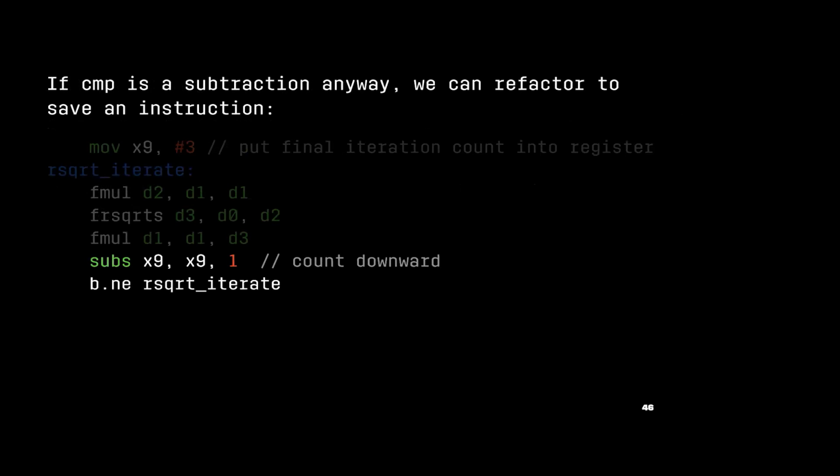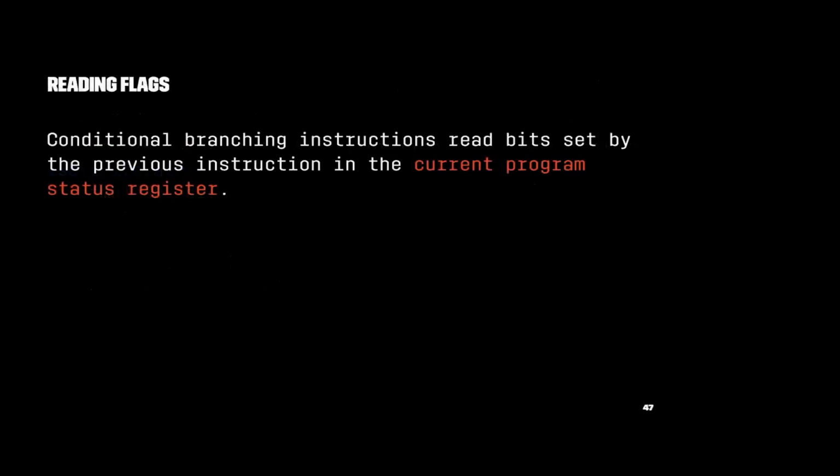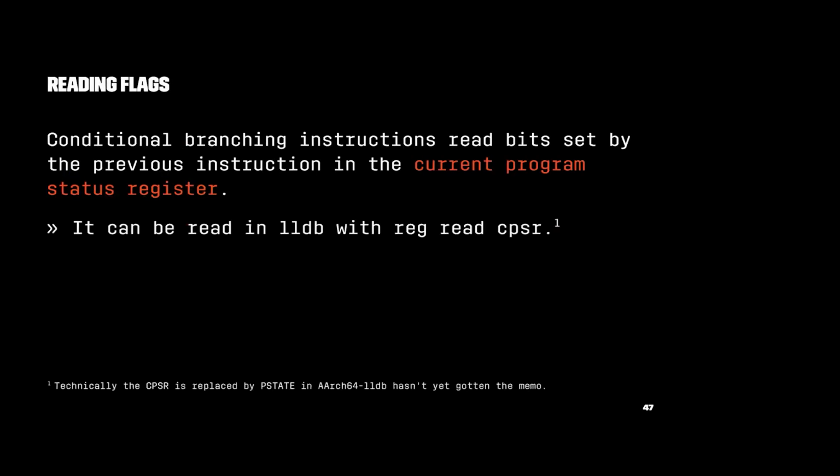And so conditional branching instructions can be read with the current program status register. And it's read in LLDB with the command reg read CPSR. I should probably also note that the ARM standard actually says this doesn't exist in 64-bit ARM, but that's what LLDB still has. And so there it goes.